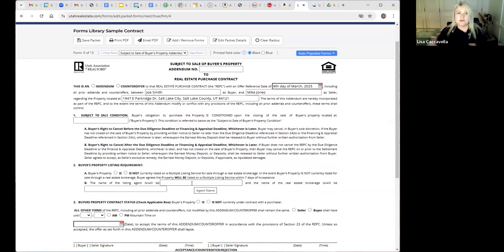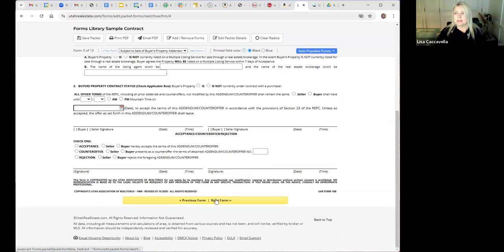Now, remember, they might be able to afford it without selling their other one, and then you don't need any of this. But if they have to take the funds from the other property in order to purchase this one, you have to have this addendum in place.